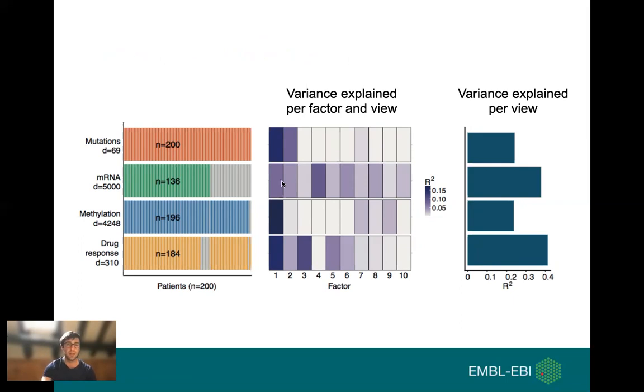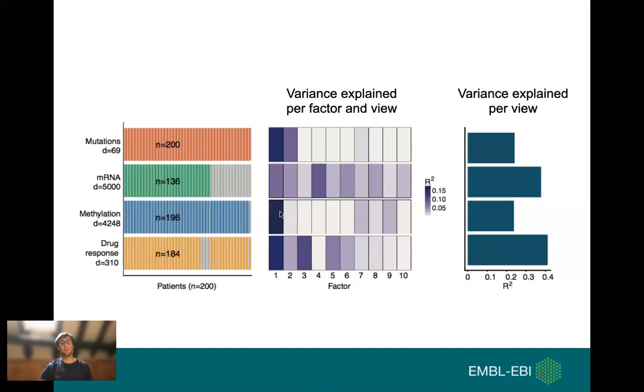And what we can see here is that factor 1 is extremely interesting because it's capturing covariation between all data modalities. Almost the same for factor 2, which is capturing covariation across all modalities except for DNA methylation data, where it doesn't seem to have any effect. And then the remaining factors are, again, potentially interesting because they're capturing variation in the drug response, and covariation between drug response and RNA expression. But for the sake of simplicity, we'll focus here on the first two factors.